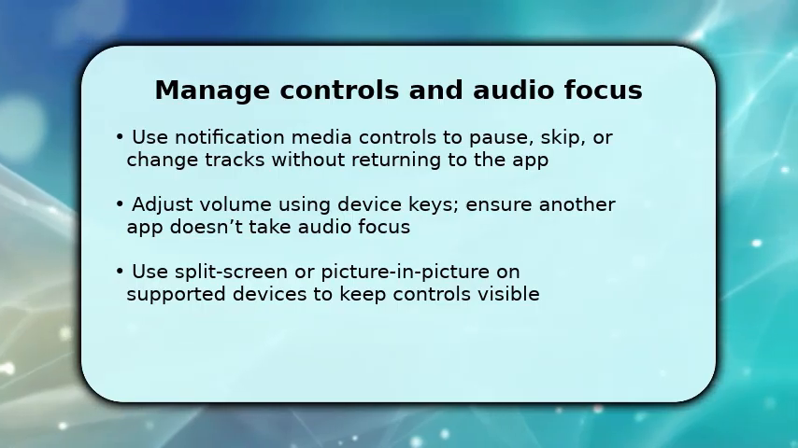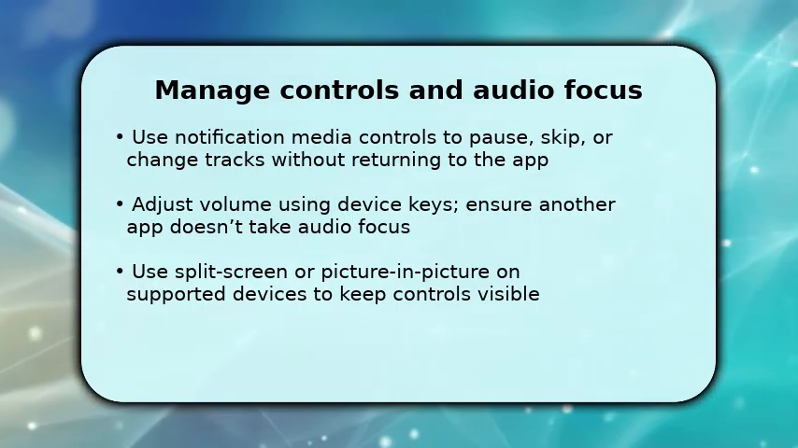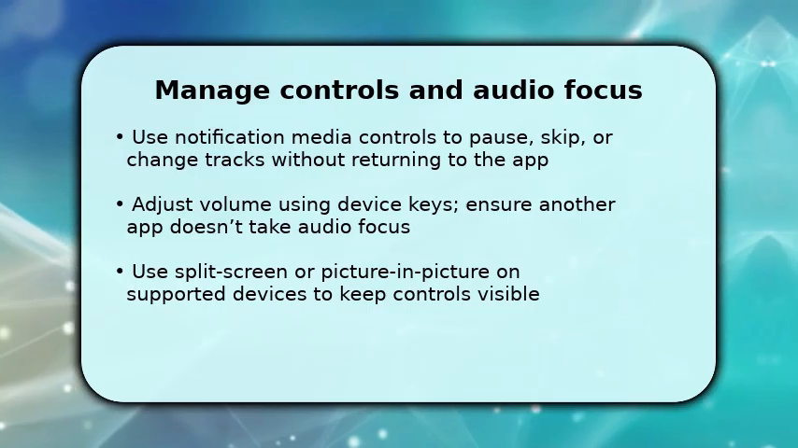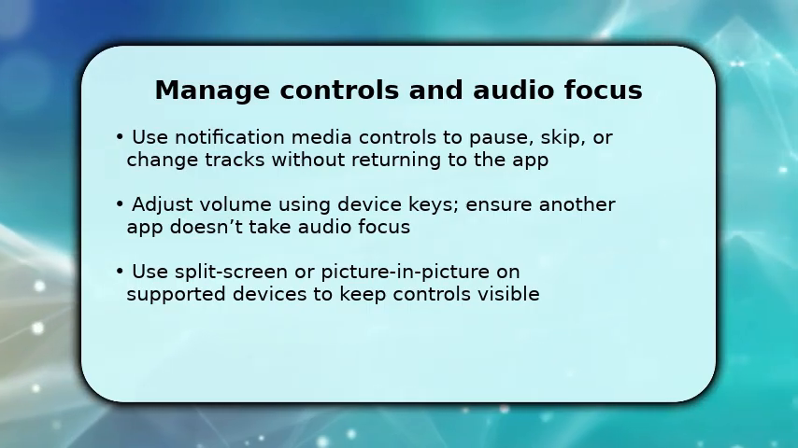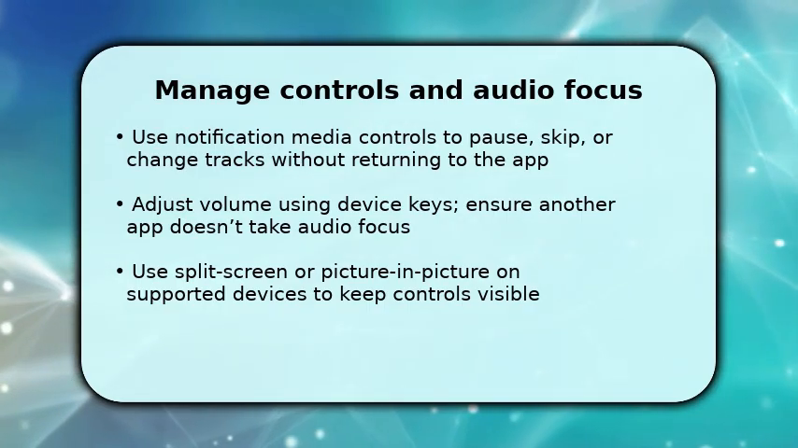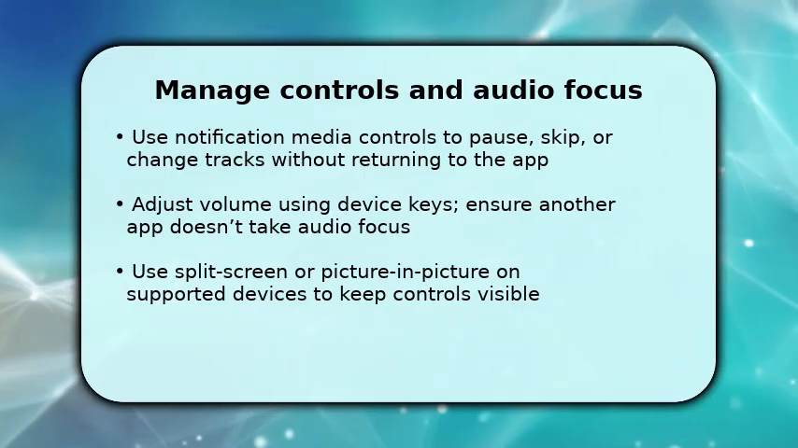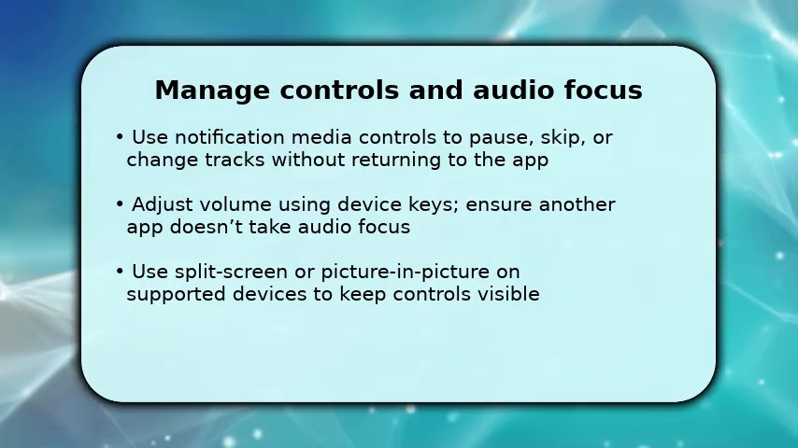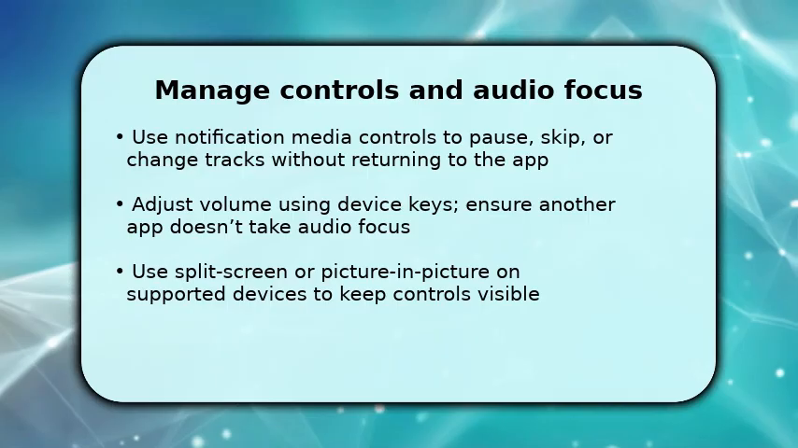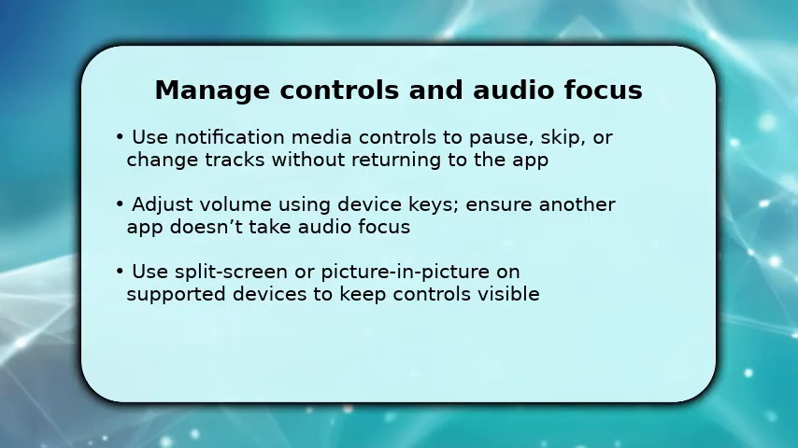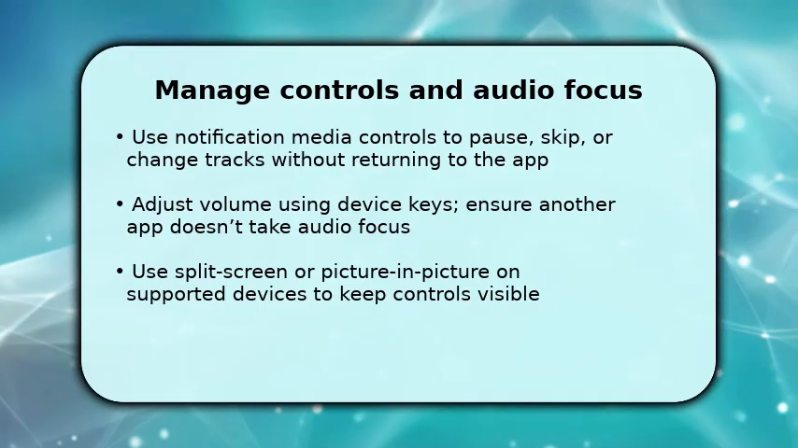Pull down the notification shade and use media controls to pause, skip, or change tracks. If another app steals audio focus, go to that app's settings or disable its sound to regain playback control. You can also enable split screen or picture-in-picture where supported, which keeps YouTube Music visible while you operate another app.